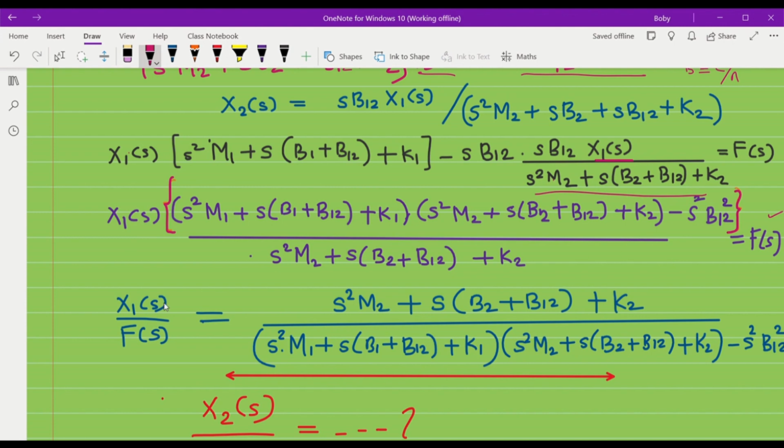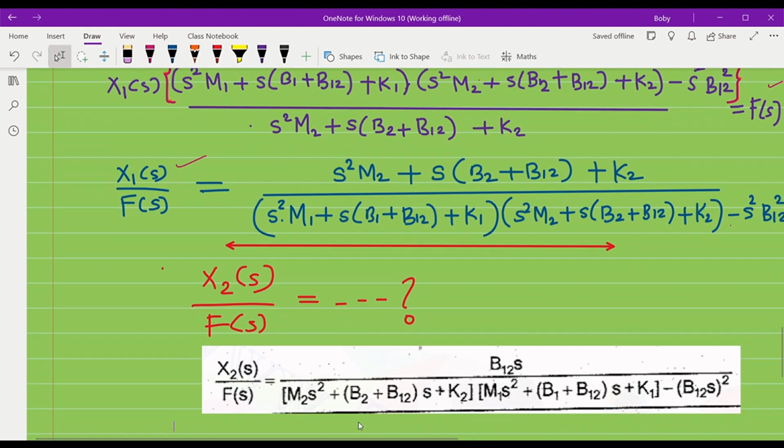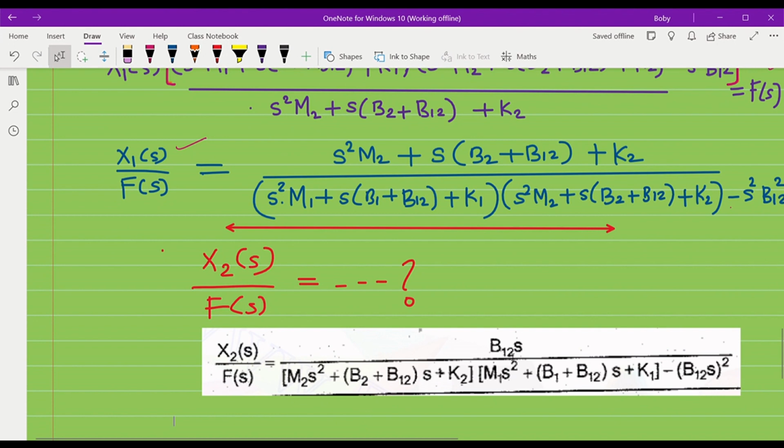So x1 of s divided by f of s, that is equal to what? So if you want to find x1 of s by f of s, so that this denominator goes to the numerator on the right hand side, and this numerator here goes to the denominator on the right hand side. So this is what is meant by x1 of s by f of s. Similarly നമുക്ക് x2 of s by f of s കണ്ടുപിടിക്കാം. So we are getting a result like this. So x2 of s by f of s എന്നുള്ളത് ഇങ്ങനെ ഒരു റിസൾട്ട് നമുക്ക് കിട്ടും. That's all about the question.